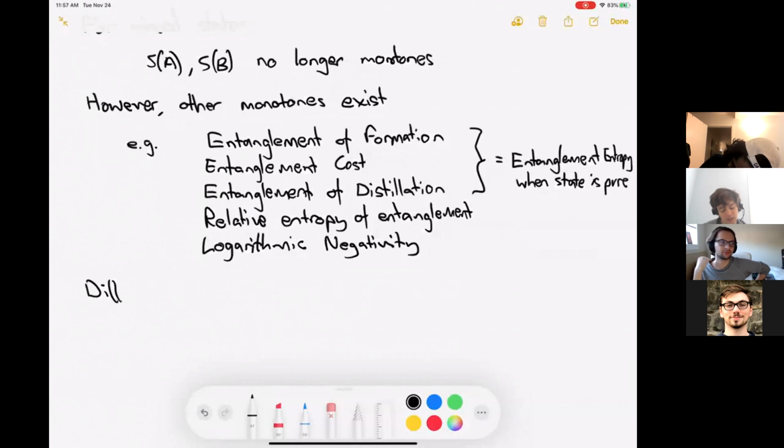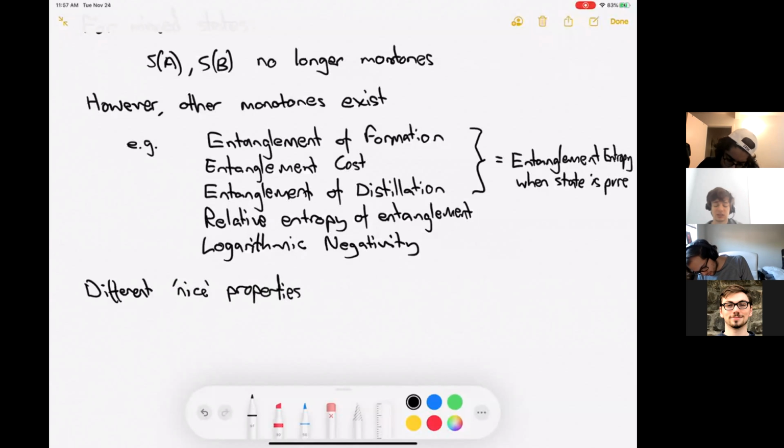You might say, well, there's a million different measures here. Surely there's one preferred one, the best one. And the answer is that there honestly isn't really. For pure states, the entanglement entropy is just the single nicest way to quantify entanglement. But in this case, these things have different nice properties. Depending on what property you're looking for, different measures are nicer.